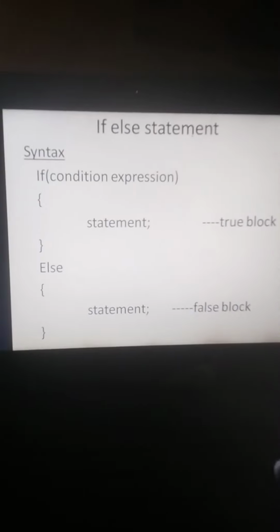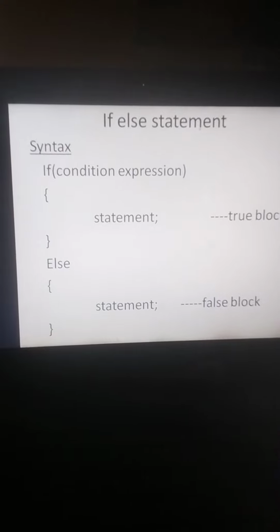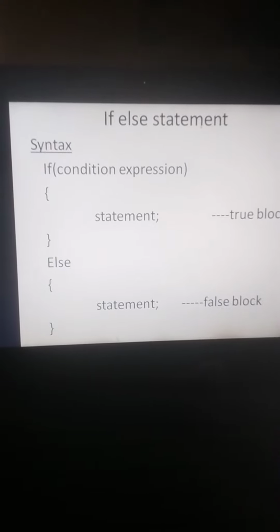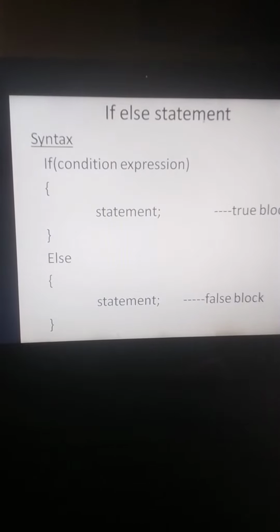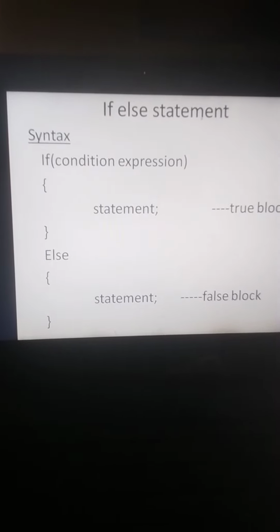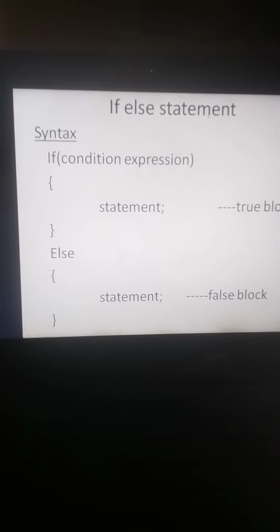Now the second one is what? Simple. Next, we have seen the simple if statement. Now we are seeing the if else statement. This one is simple. Again, here two blocks are there, or two conditions.